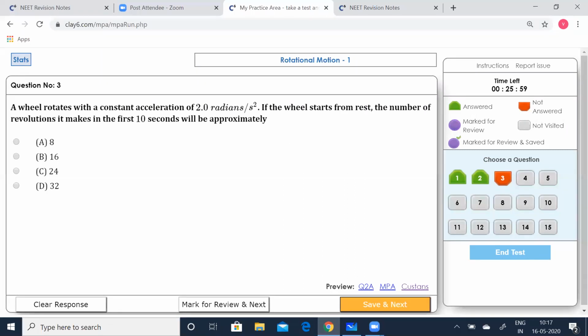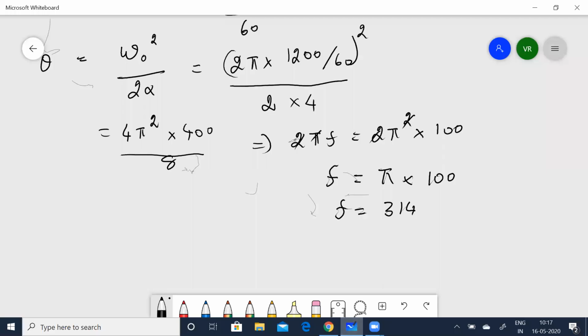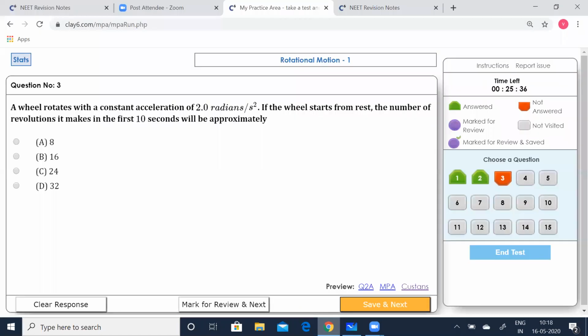A wheel rotates with a constant acceleration of 2 radians per second squared. If the wheel starts from rest, the number of revolutions it makes in the first 10 seconds will be what? Let's solve that. Now, look into the question properly. The wheel rotates with a constant acceleration, which means alpha is 2. It starts from rest, so the initial velocity is 0, and we want the number of revolutions it makes in 10 seconds.